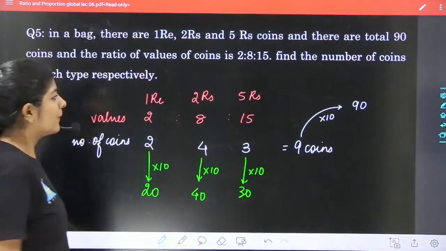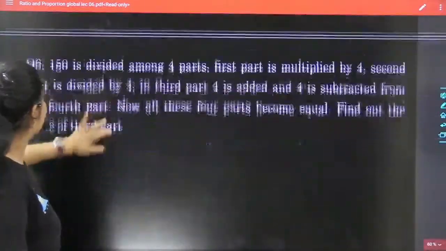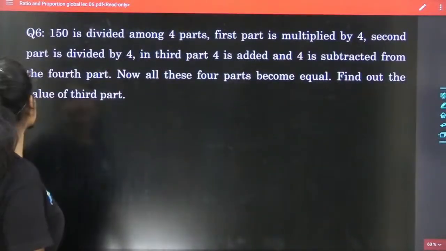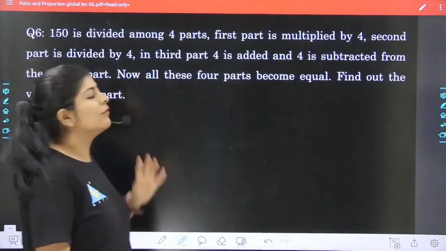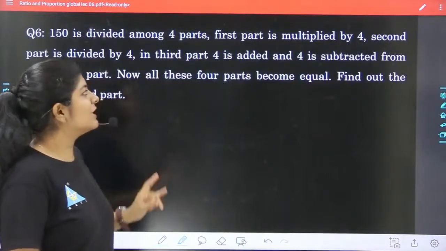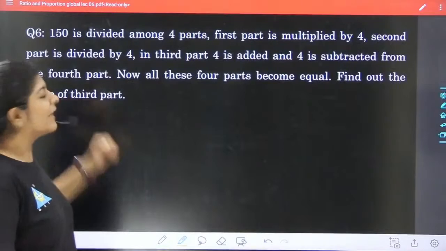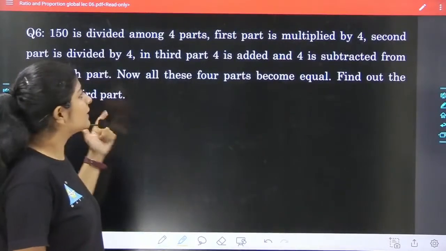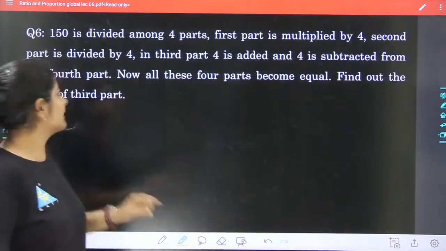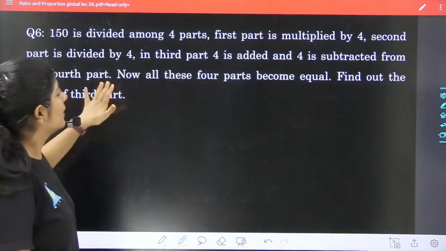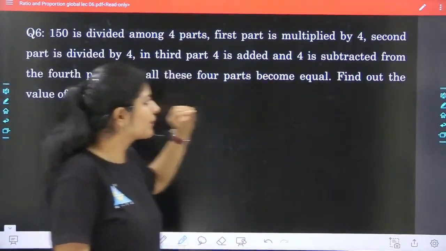Clear? Okay. Now let's move to the next question, which is question number 6. Here it is given that 150 is divided among 4 parts. The first part is multiplied by 4, the second part is divided by 4, in the third part 4 is added, and 4 is subtracted from the fourth part. Now all these 4 parts will become equal.